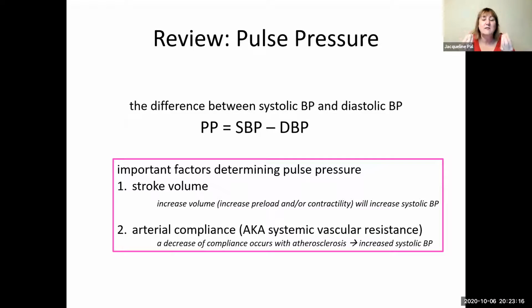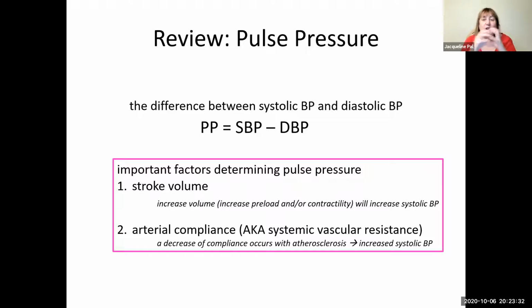If we increase the volume because, for instance, we have increased the preload or we're increasing the contractility, both of these will increase the pressure on the blood vessel outside of the heart, thereby increasing the systolic blood pressure.